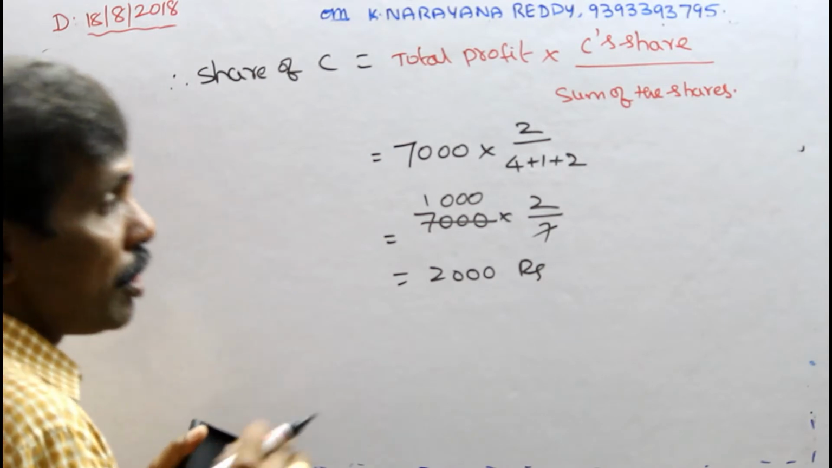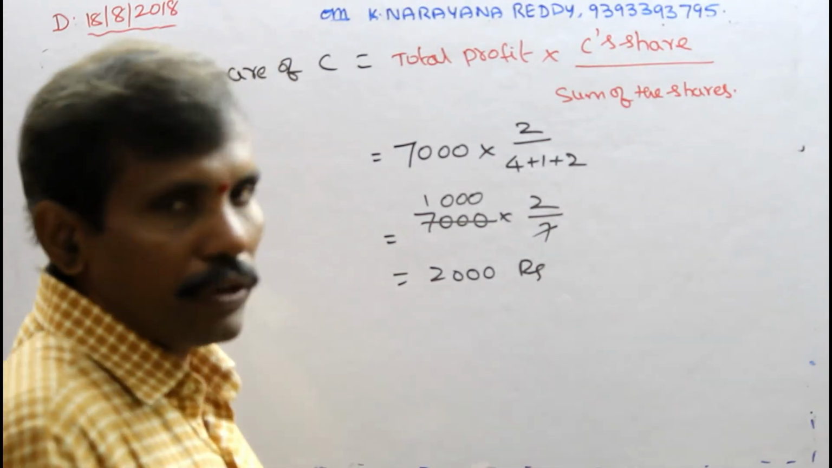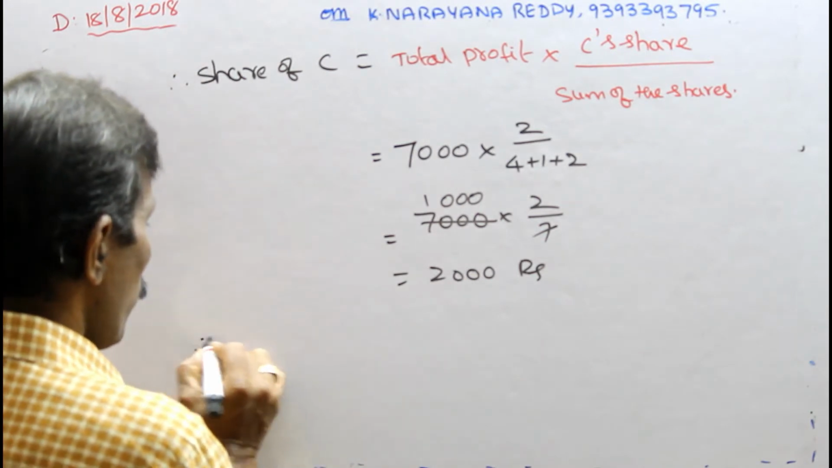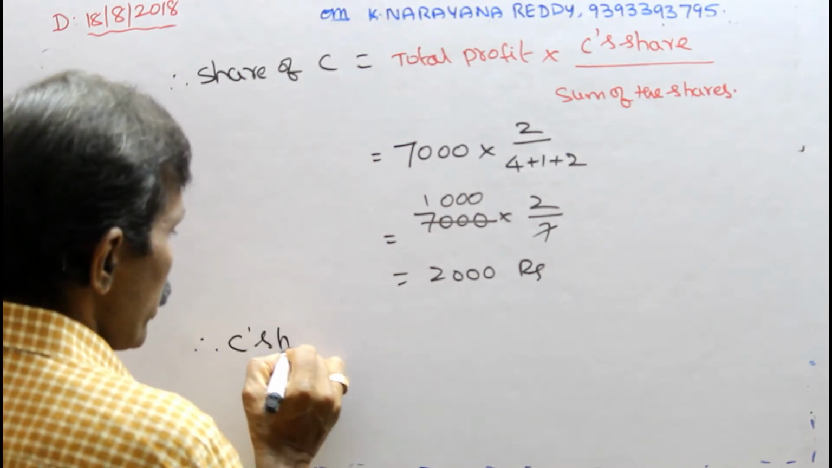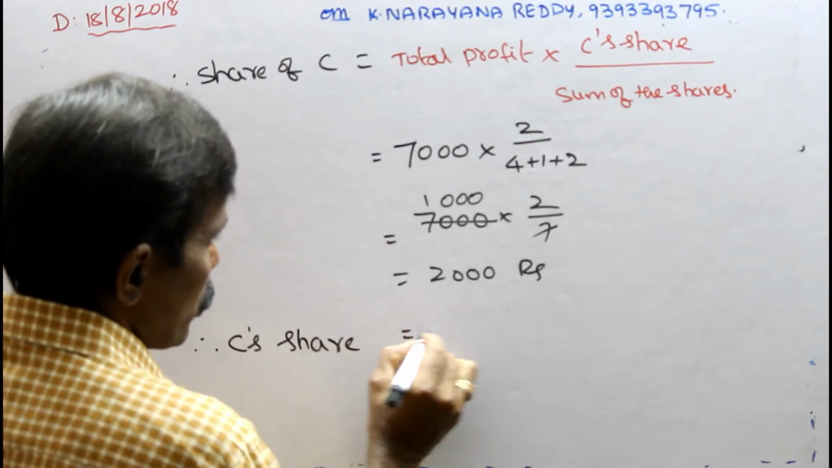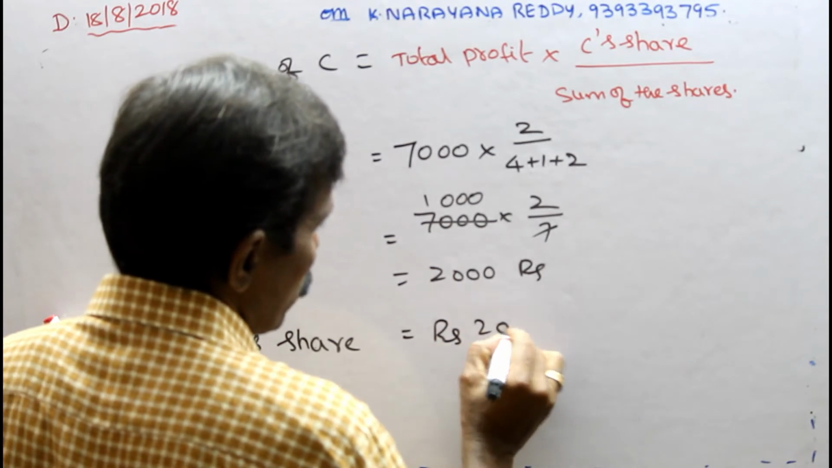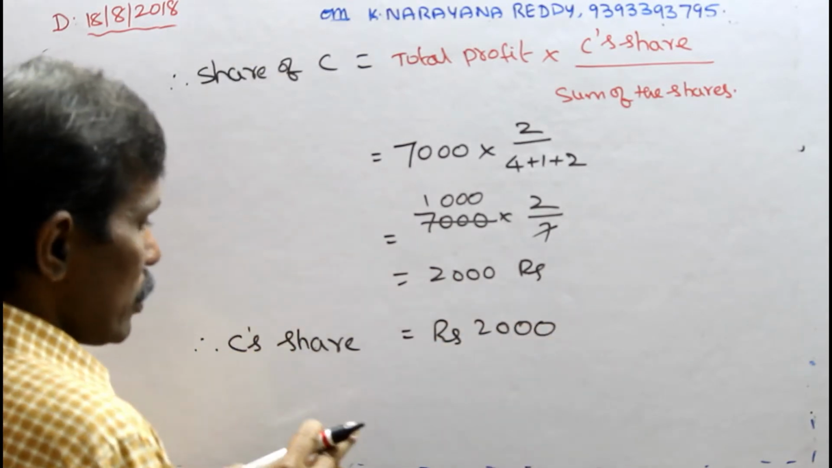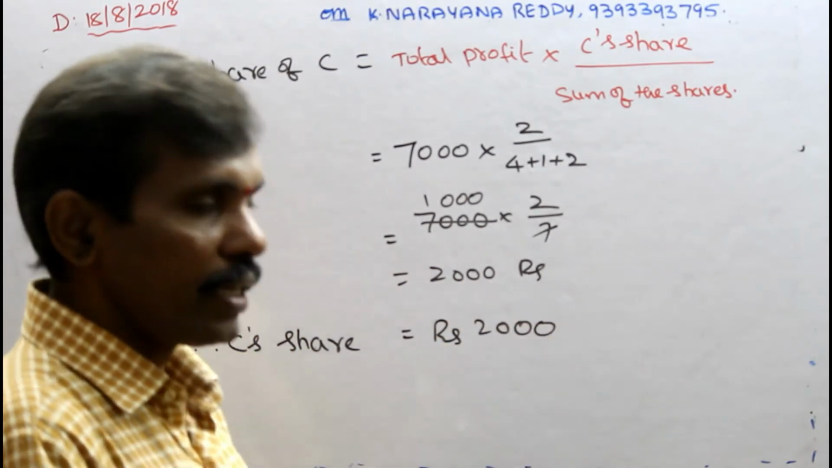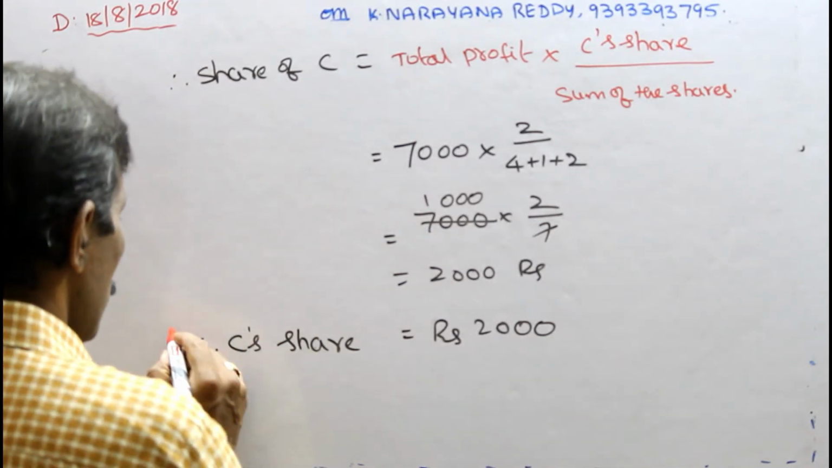So in this way you can find the individual shares, whether A, B or C. Therefore, C's share equals Rs 2,000. This is the answer. This way you can find the C share or A share or B share.